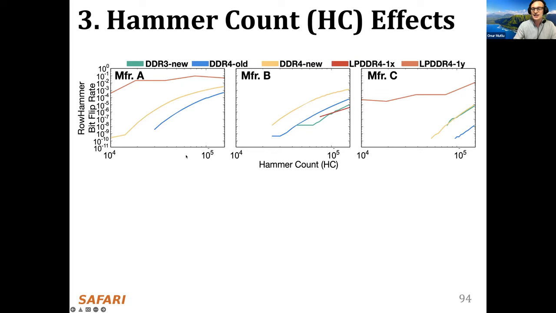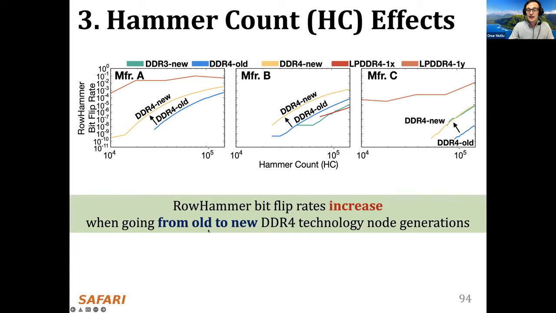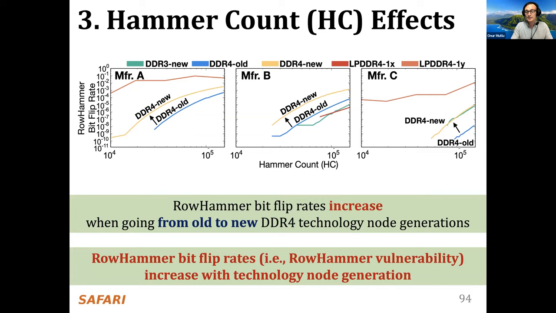This is one result that I will quickly highlight. Here we look at the hammer count that introduces bit flips and the bit flip rate it introduces across different manufacturers and different types of DRAM as well. The takeaway is that the RowHammer bit flip rate increases when you go from old to new DDR4 technology generations. Basically, this curve shifts to the left and goes up. Bit flip rate increases and bit flips start happening earlier, as you can see, in all manufacturers. Basically, RowHammer vulnerability increases with technology generation.